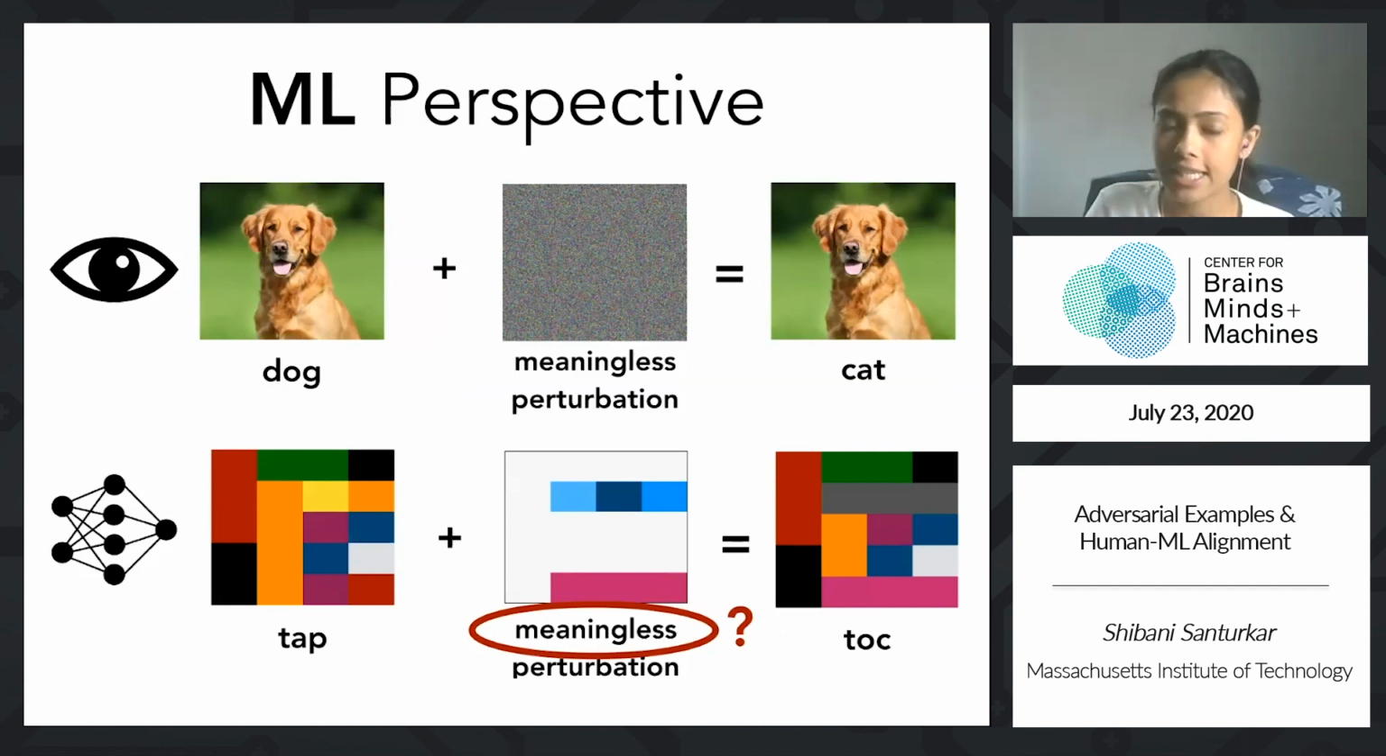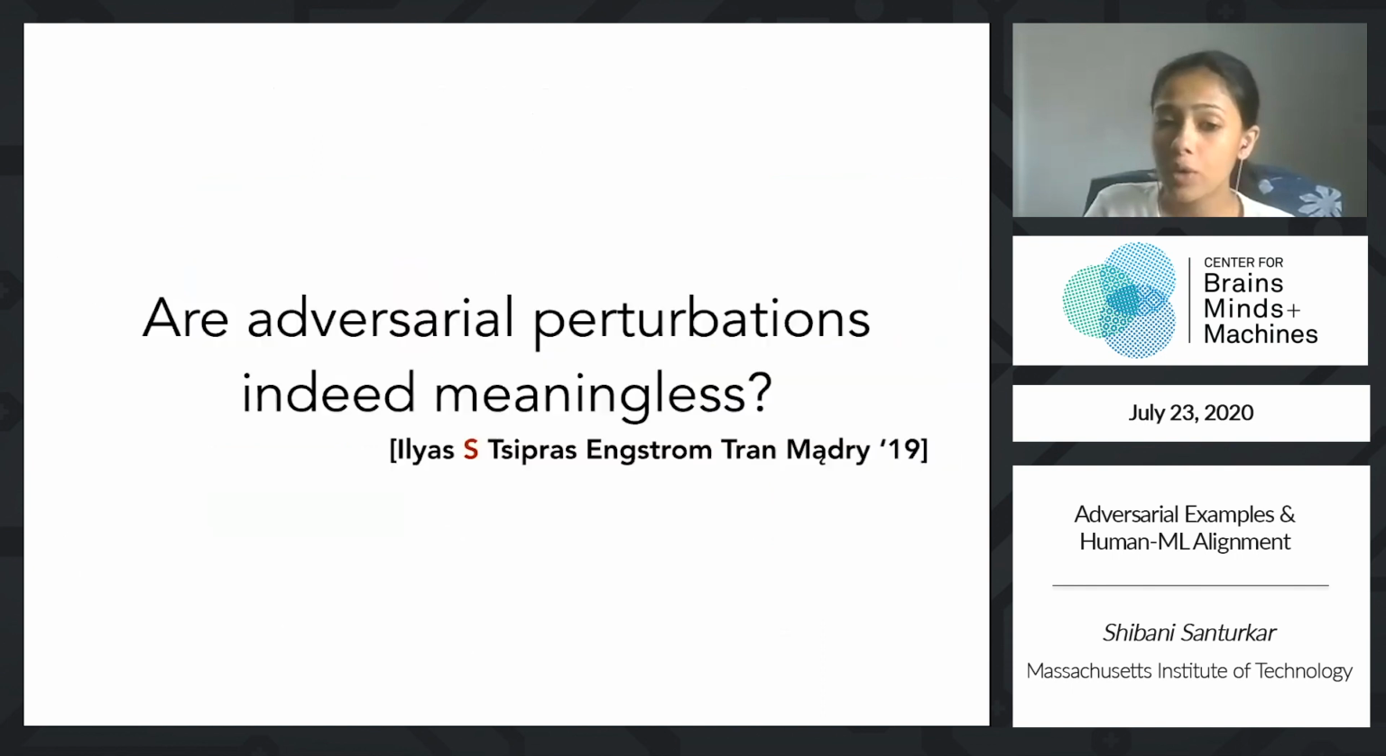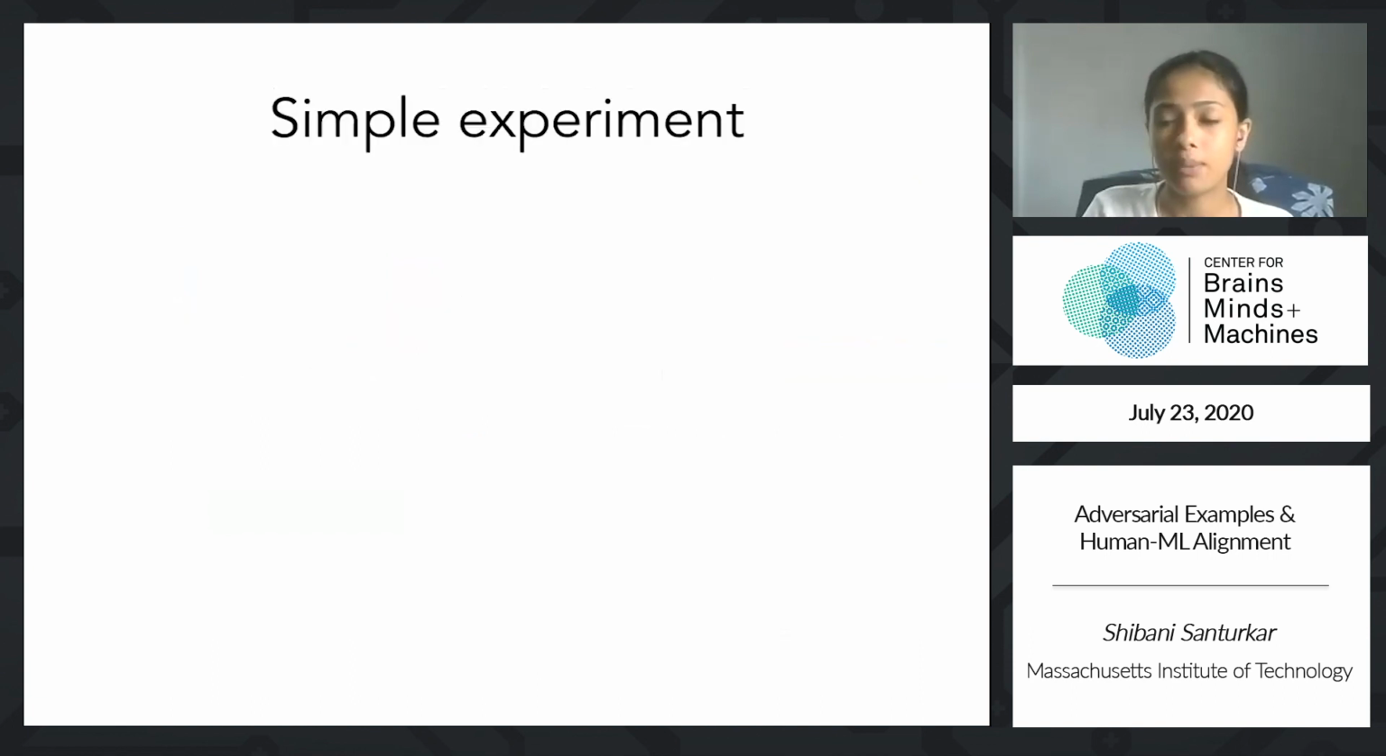And in fact, this is the fundamental question that we want to explore: whether these adversarial examples, these adversarial perturbations that we construct from data, are meaningless. And so to do that, I am going to walk through a simple experiment that we did.